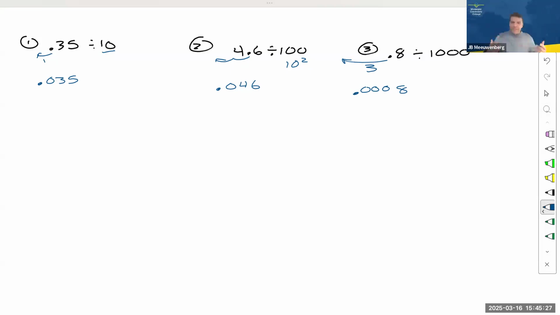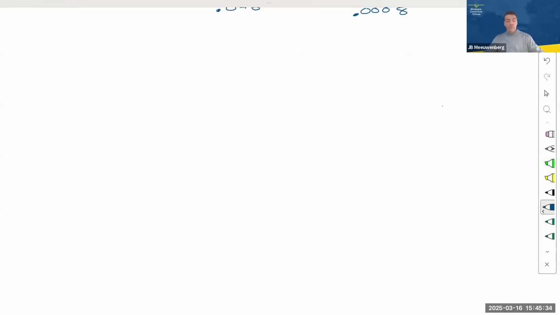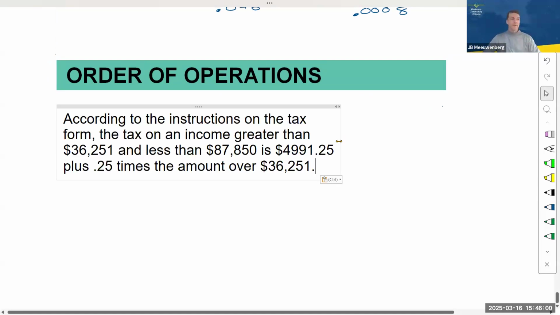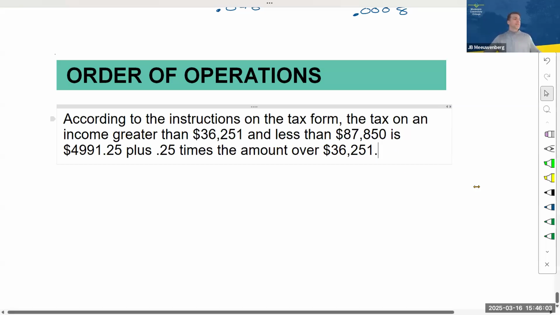So that kind of wraps up our division with decimals. We looked at the different models, we looked at the different algorithms. To finish this video, we will explore order of operations, which again, we did previously in other chapters, but we're going to examine it now with some decimals. And so we have a good application here. If you've ever wondered about where your federal tax comes from, there's a formula associated with it, and it actually involves order of operations. And so here is a scenario.